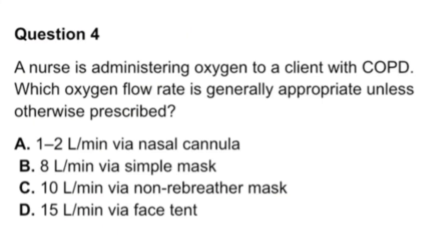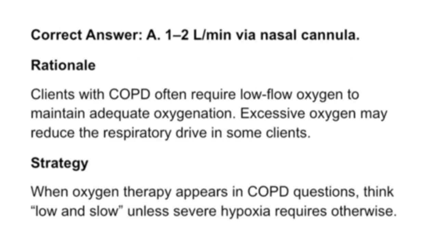Question 4. A nurse is administering oxygen to a client with COPD. Which oxygen flow rate is generally appropriate unless otherwise prescribed? A. 1 to 2 liters per minute by a nasal cannula. B. 8 liters per minute by a simple mask. C. 10 liters per minute by a non-rebreather mask. D. 15 liters per minute by a face tent. Correct answer: A. 1 to 2 liters per minute by a nasal cannula.